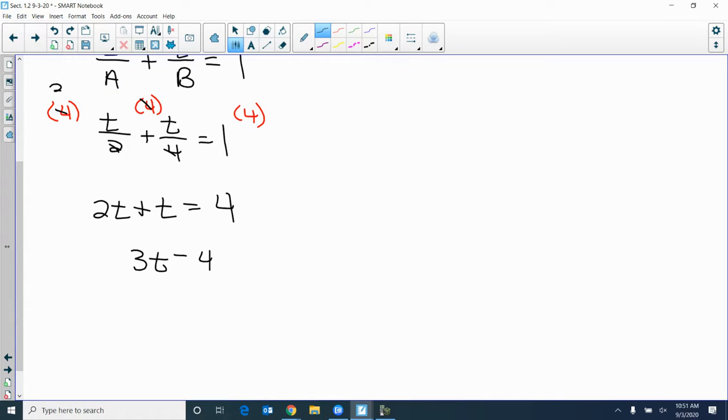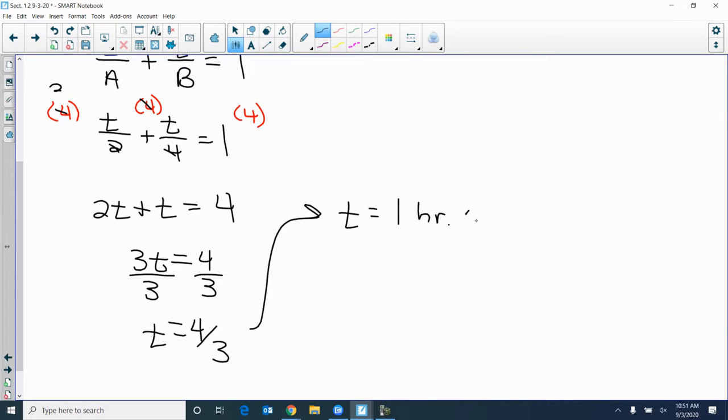3T equals 4. Divide by 3. T equals 4/3. If you leave it as 4/3 of an hour, what would that be in hours and minutes? 1 hour, 20 minutes. Okay, so if you want to know that, 1 hour, 20 minutes. Okay, good.